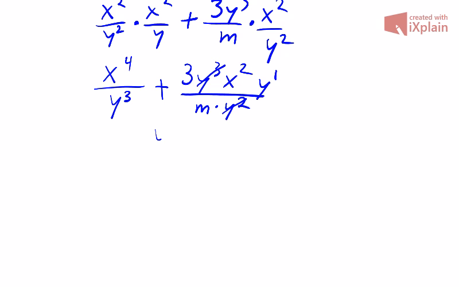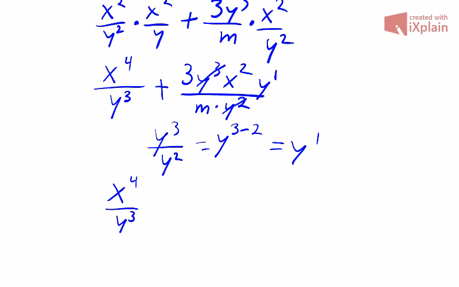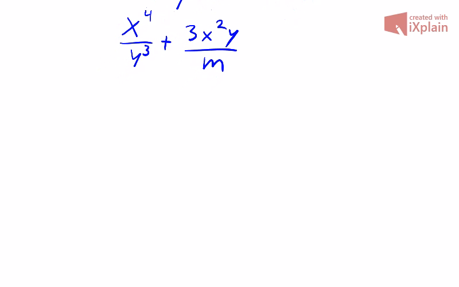So what that is, if we have y cubed over y squared, y to the power 3 divided by y squared, that's going to end up being y to the 3 minus 2, which is y to the 1, or just y. What we end up getting here is, that's the wrong thing. That should be x to the fourth over y cubed plus 3 x squared y over m. And that's kind of our baseline example.